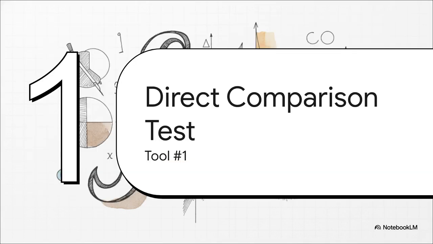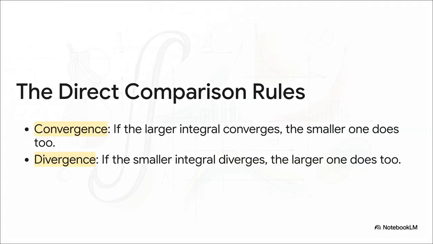Okay, so this simple, intuitive logic gives us our first official tool. It's called the direct comparison test, and it is pretty much exactly what it sounds like. A direct, head-to-head comparison between two functions. So for these rules to work, you basically need two things. First, you need a comparison integral, we'll call it g of x, that you already know the answer to. This is usually going to be a p integral, 1 over x to the p, which we know converges as long as p is bigger than 1. Second, and this is the important part, you have to prove that one function is always bigger than or equal to the other. If you can check both of those boxes, you're good to go.